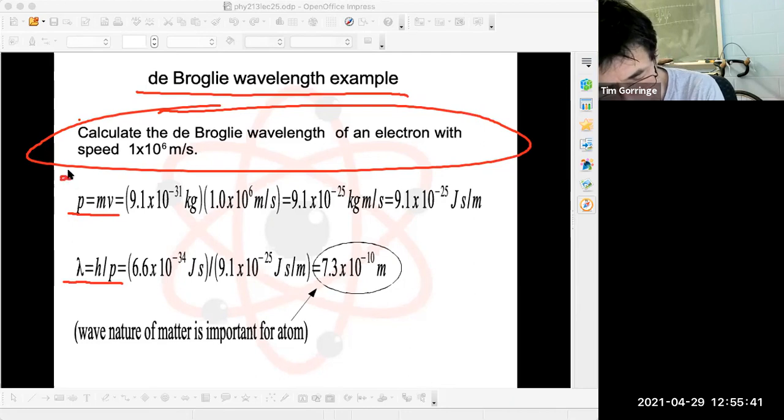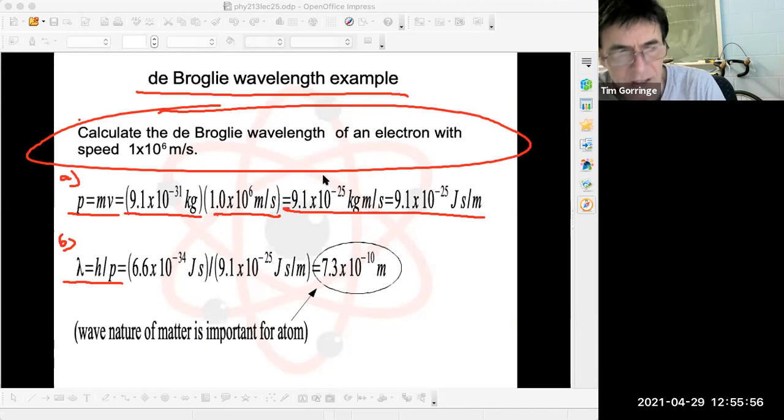And so I'm going to go again through parts A and B. So the momentum of the electron: its mass, 9.1 times 10 to the minus 31 kilograms, times its speed, 1,000,000 meters per second. And that comes out to be 9.1 times 10 to the minus 25 kilograms meters per second, or what's handier here, joules seconds over meters. So that's the momentum.